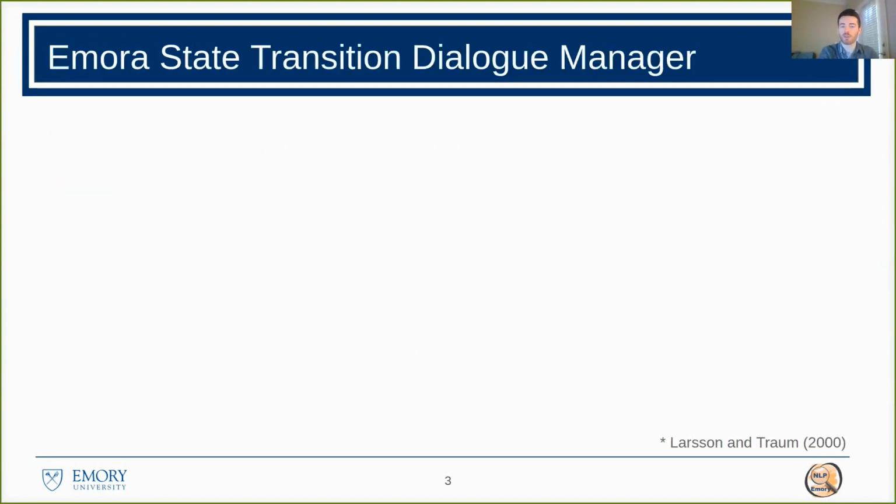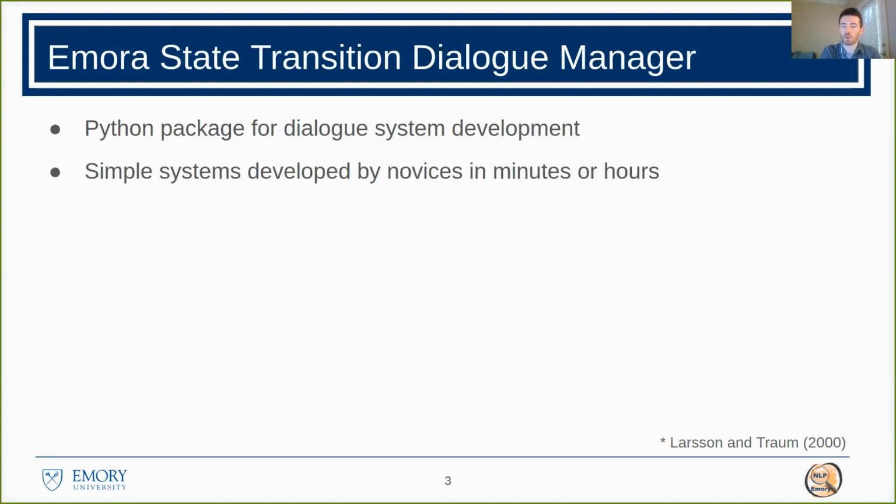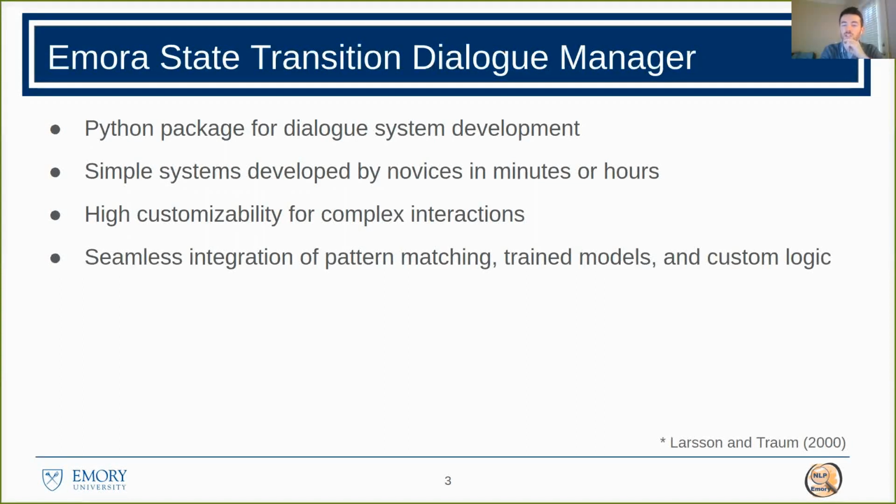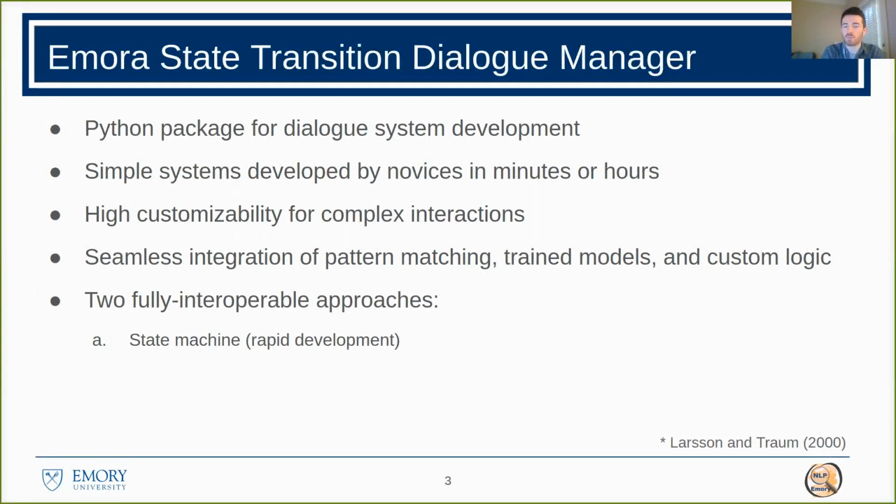So we present Emora State Transition Dialog Manager, or Emora STDM, which is a Python package and framework for dialogue system development. Our goal is to maximize speed and intuitiveness without sacrificing any customizability for expert developers or researchers. Emora STDM achieves this by seamlessly integrating pattern matching, trained models, and custom logic. It also supports two fully interoperable dialogue management approaches. One is based on state machines for rapid development, and the other is based on information state theory for modeling complex interactions.